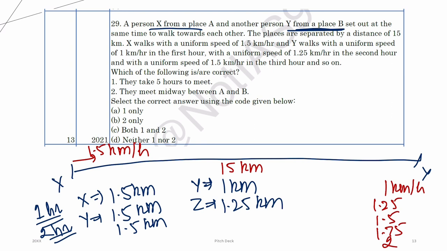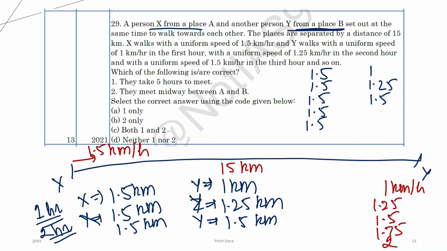Next, 1.5 kilometers again for X, and Y has covered 1.5 kilometers, right? So X's table will look like this: 1.5, 1.5, 1.5, and 1.5 after 5 hours. And Y's table will look like 1.25, 1.5, 1.75 and 2. Let's add these up to see what is happening after 5 hours.